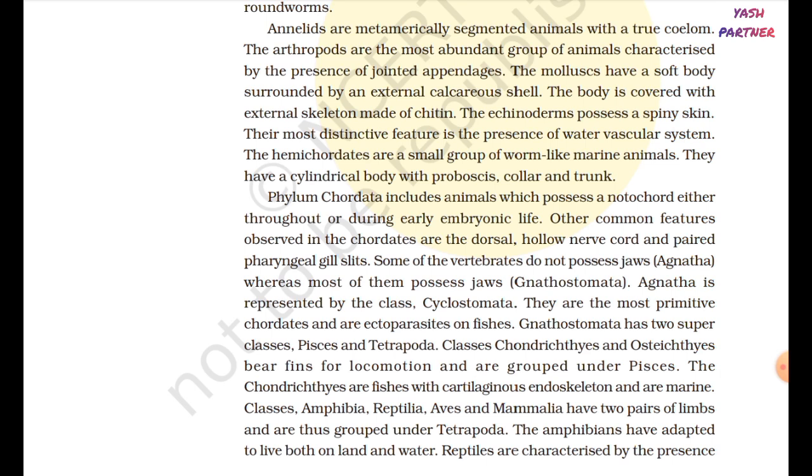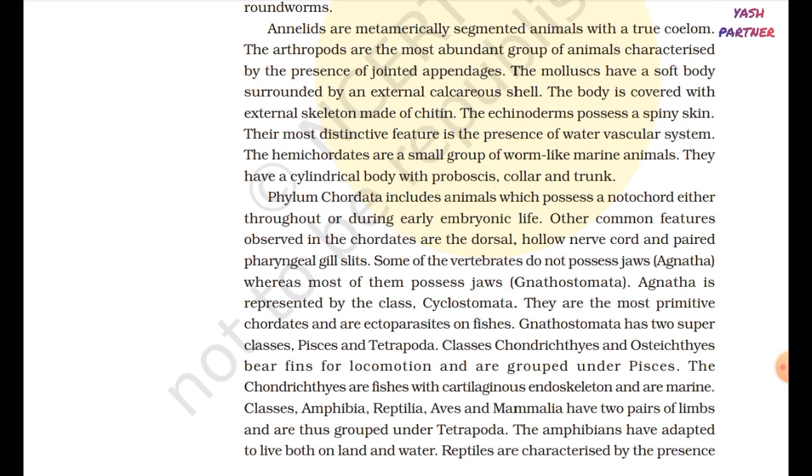Phylum Chordata includes animals which possess a notochord either throughout or during early embryonic life. Other common features observed in the chordates are the dorsal hollow nerve cord and paired pharyngeal gill slits. Some of the vertebrates do not possess jaw, Agnatha, whereas most of them possess jaw, Gnathostomata. Agnatha is represented by the class Cyclostomata. They are the most primitive chordates and are ectoparasites on fishes.